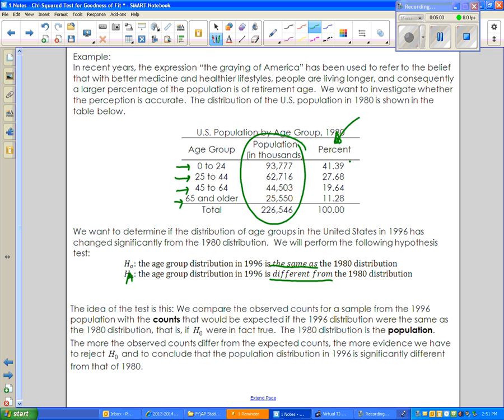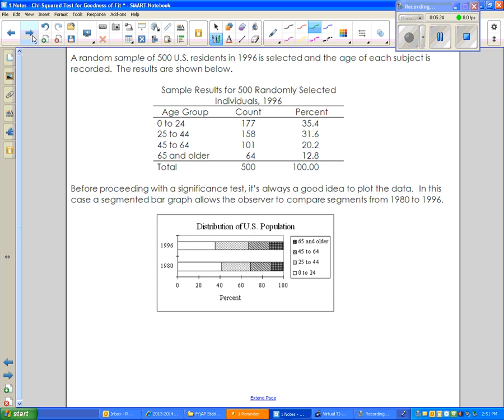So the 1980 distribution is going to act as our population, because that's pretty much our frame of reference, and we're looking to see if our sample differs from that. And the more the observed counts differ from what we would expect, the more evidence we have to reject the null hypothesis, and then conclude that the population distribution in 1996 is in fact significantly different from what it was in 1980.